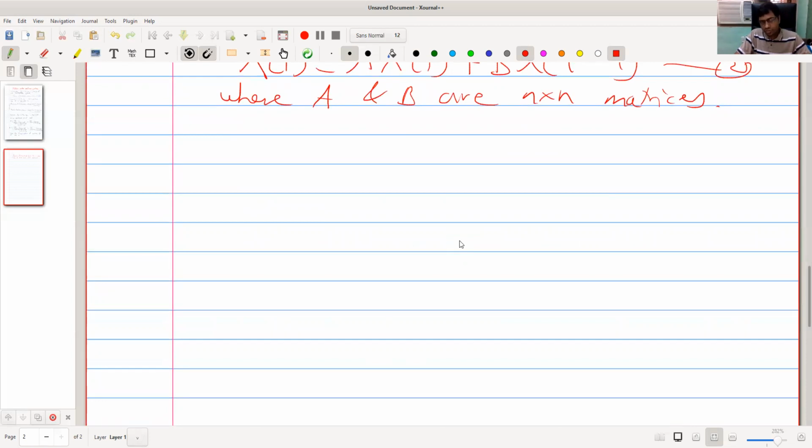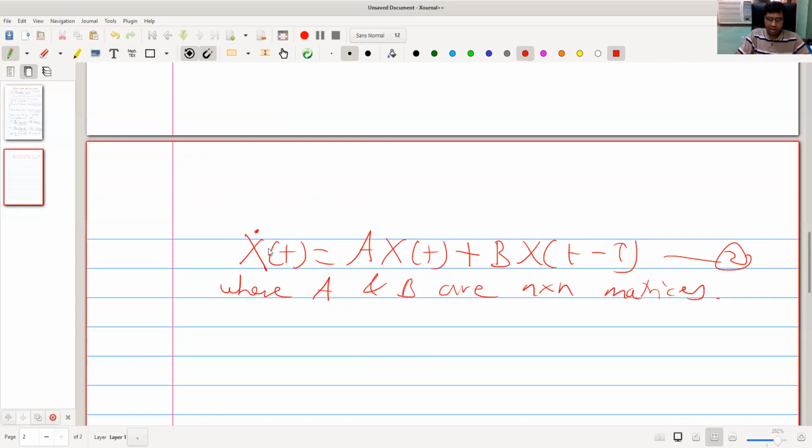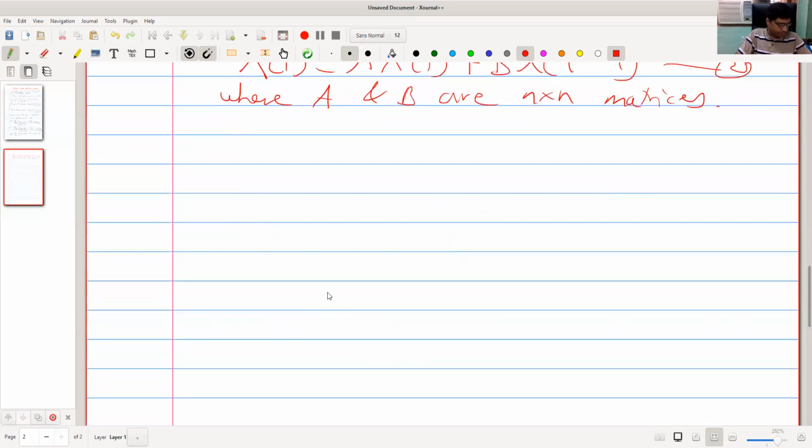This theory is analogous to the one-dimensional case. The difference is that we have a system of n equations instead of a single equation. Now the stability result is also analogous.